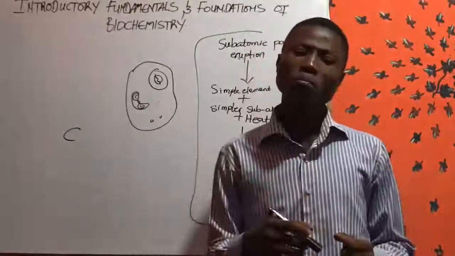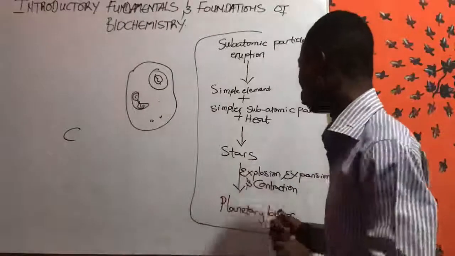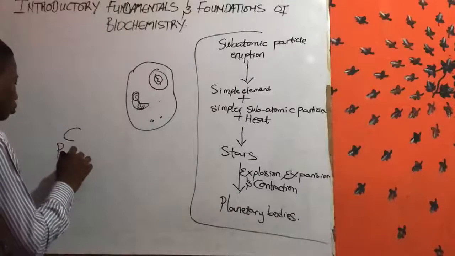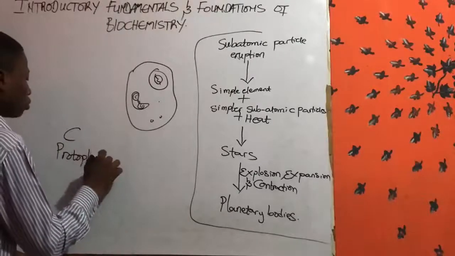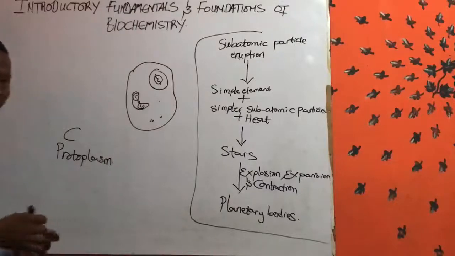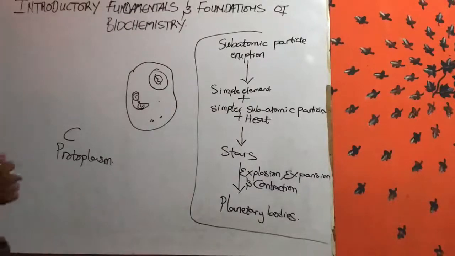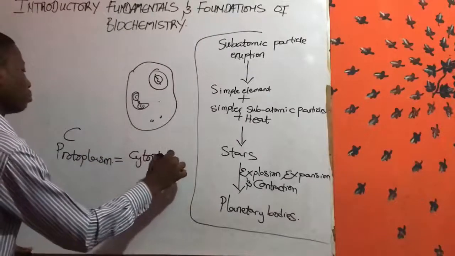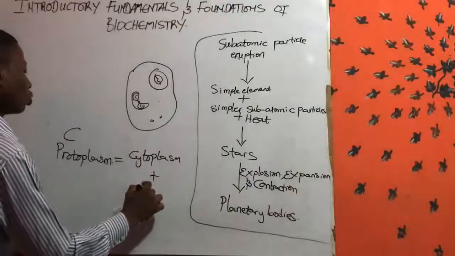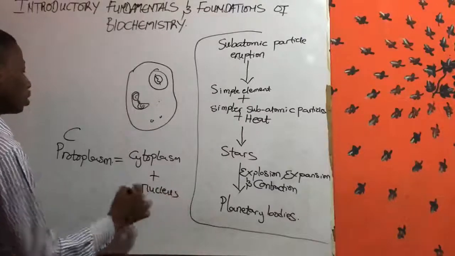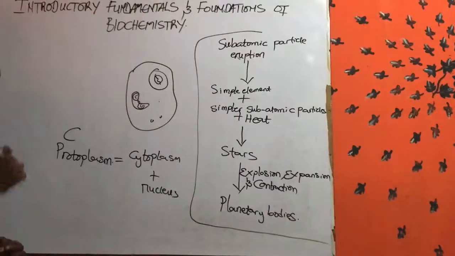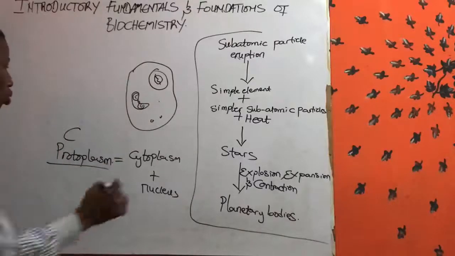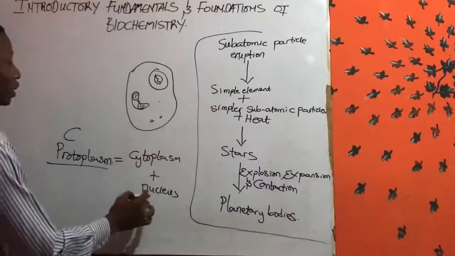Let's look at the protoplasm in the cell. The protoplasm is made up of cytoplasm and the nucleus. Protoplasm is general to all cells. So here you see the cytoplasm and the nucleus.